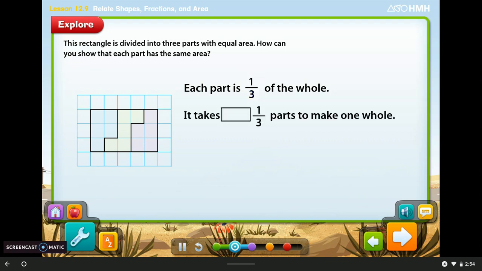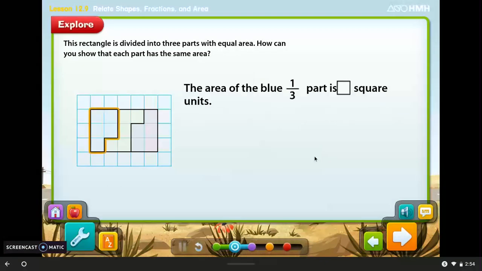Okay? So it takes how many thirds to make one whole? How many of these do I need to make a whole? If you told me that you need 3 1/3 parts to make a whole, you're right. 1/3 of this piece plus 1/3 of this piece plus 1/3 of this piece means that we're going to have a whole thing. So now this is where we're actually going to talk about area. Do you remember that area were the square units inside?